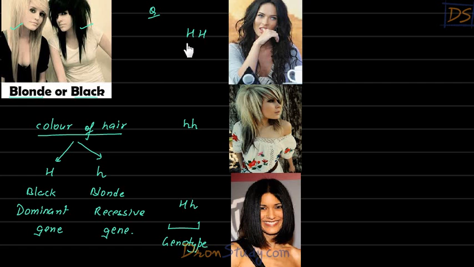In this case, both the genes are capital H, capital H. Capital H is responsible for black hairs. So in this case, the person will have black hair, students, as you can see in the case of this lady. In this case, both the genes are small h, and a small h is responsible for blonde hairs. So this lady will have blonde hairs, right?